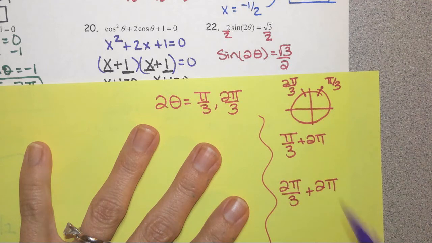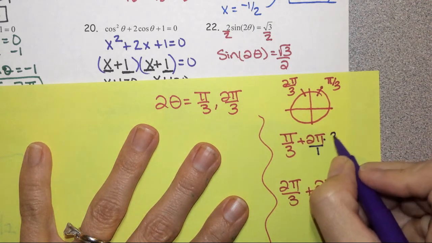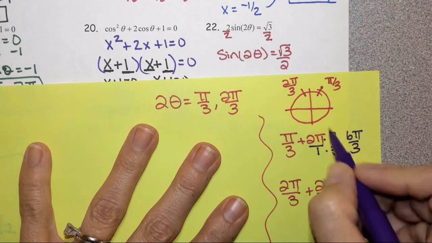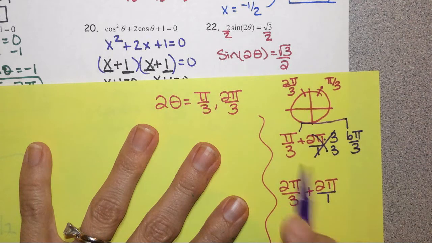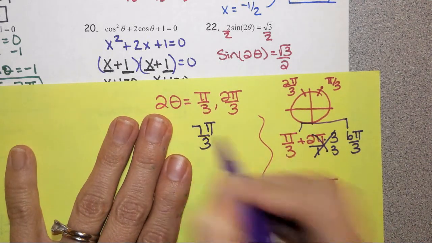So I'm going to put it over 1. I'm going to multiply top and bottom by 3. I'm going to add the tops. 1 pi plus 6 pi is going to give me 7 pi over 3.